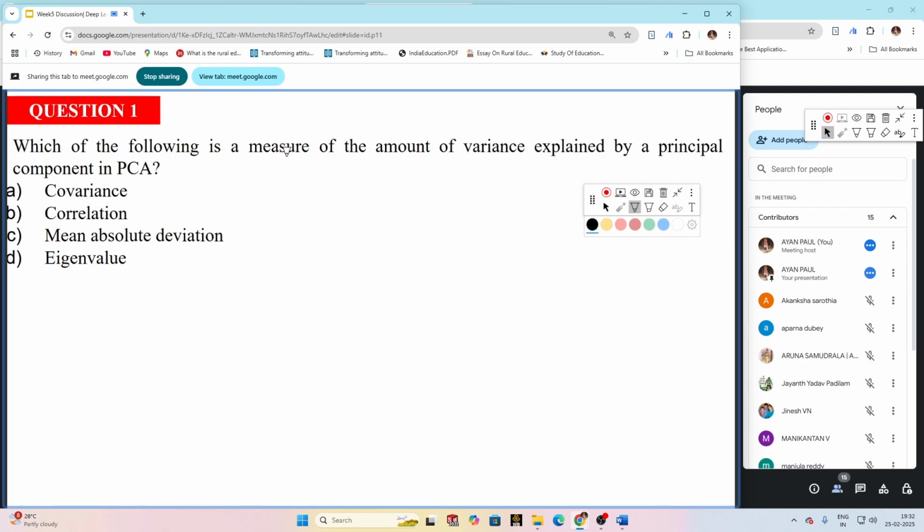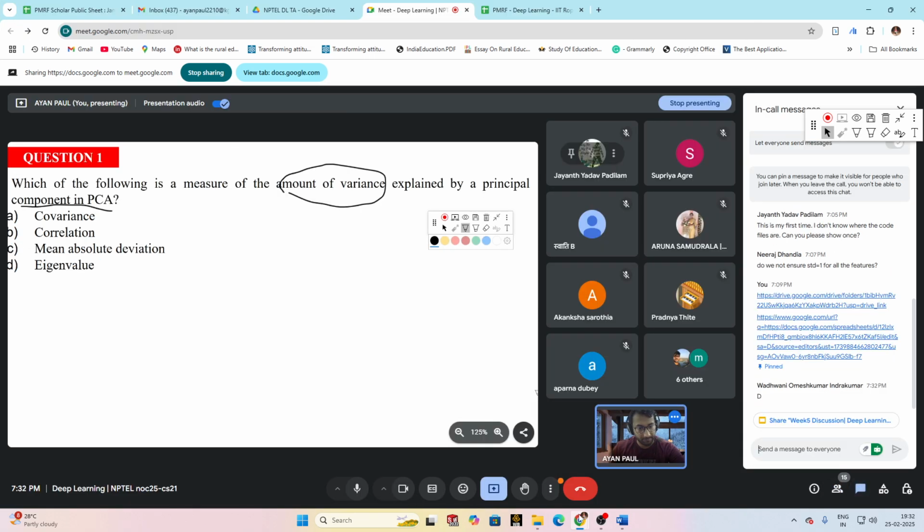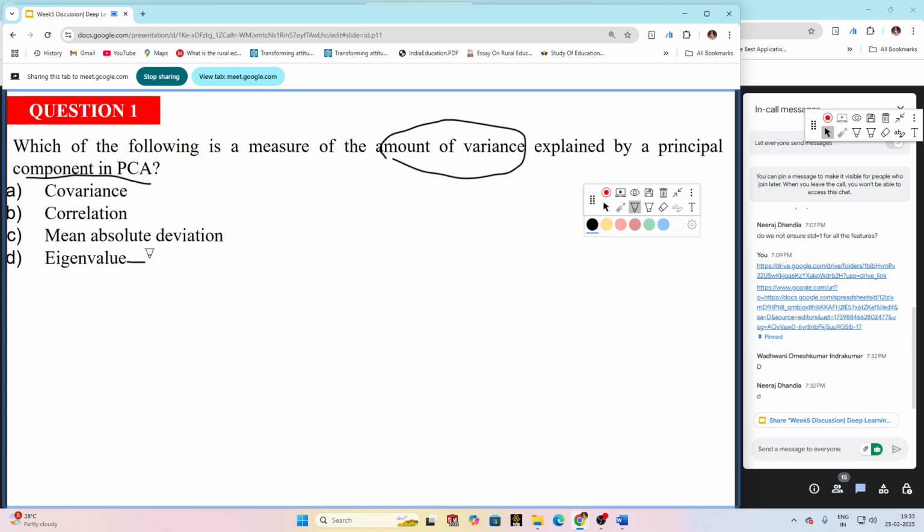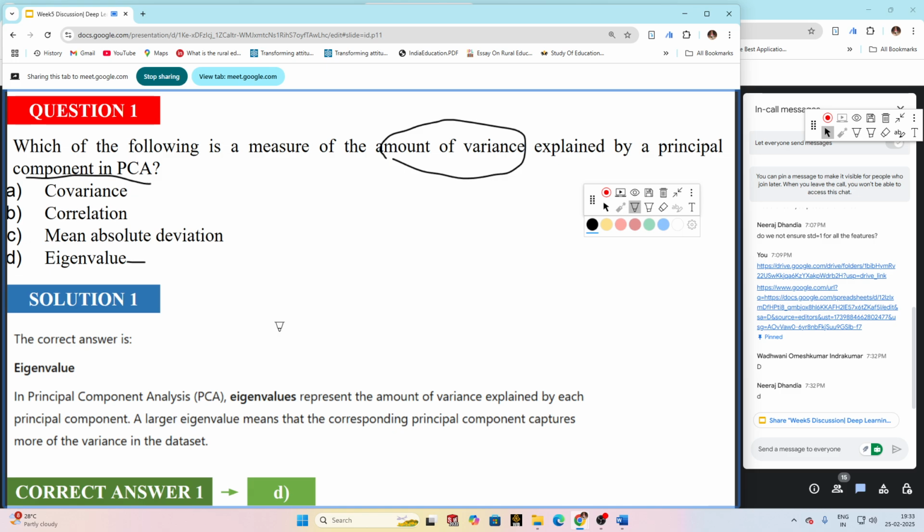Which of the following is a measure of the amount of variance explained by a principal component in a PCA? A is covariance, B is correlation, C is mean absolute deviation, D is the eigenvalue. So any guesses for this? D. Anyone with any other guesses apart from D? Okay, no other guesses. So yes, absolutely right. Eigenvalue is the right answer.